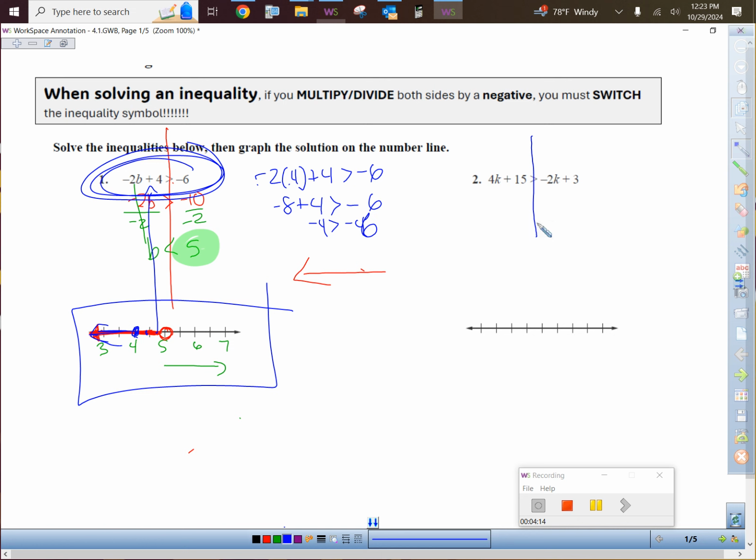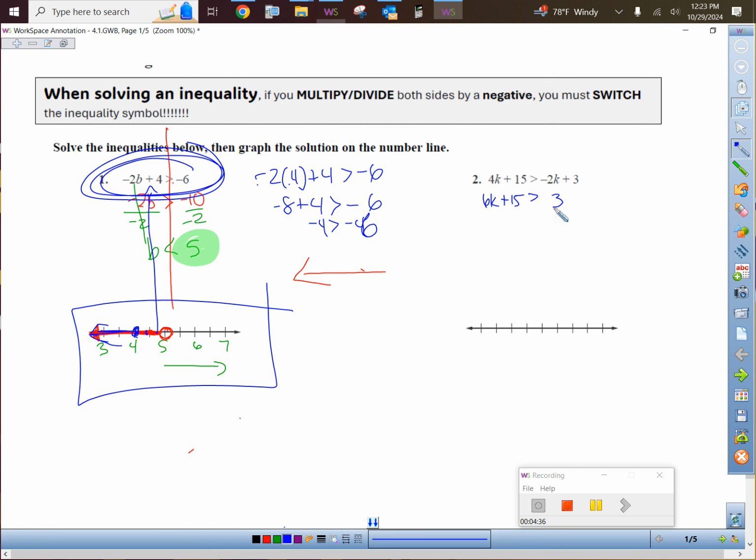I don't want the k's to be on the right side. So this guy right here is a minus 2k. How do I move a minus 2k over to the other side? We're going to add and get 6k plus 15. Should the symbol switch? Nope.